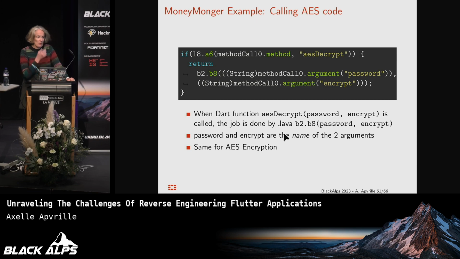Another example is the AES encryption, which is performed. So in the Dart code, at some points somebody is going to call a function which is called, for instance, AES decrypt. When that happens, on the Java side, it says whenever we get AES decrypt called, we are going to retrieve two arguments: password, so this is the symmetric key, and encrypt, which is the ciphertext. Okay.